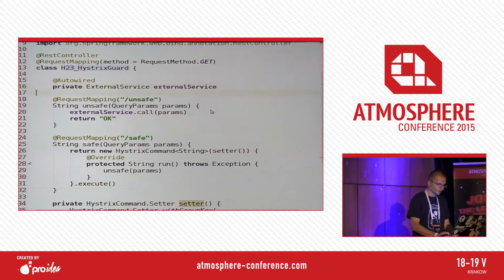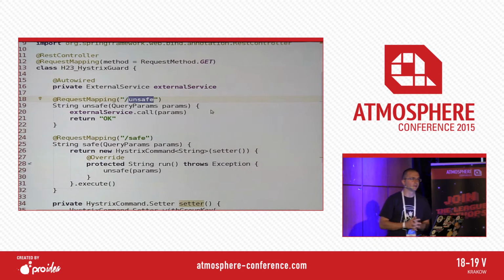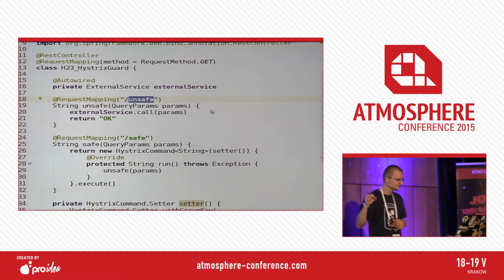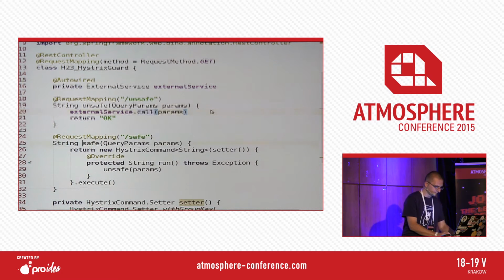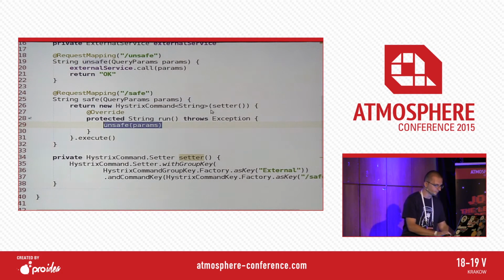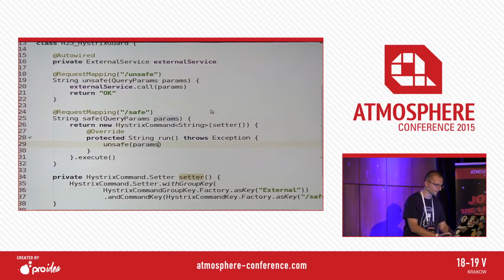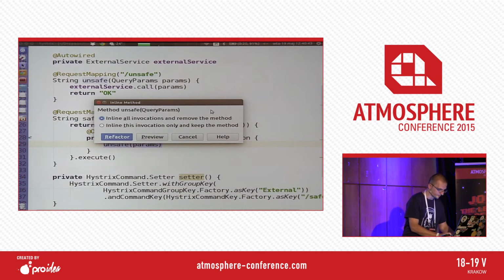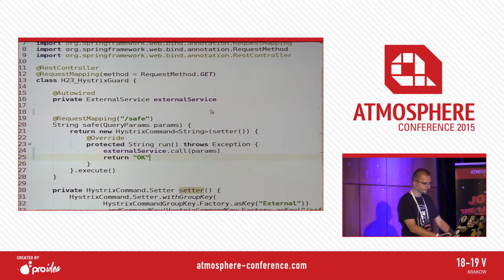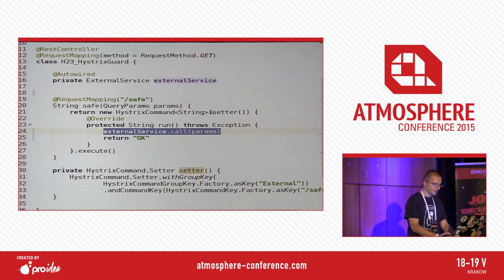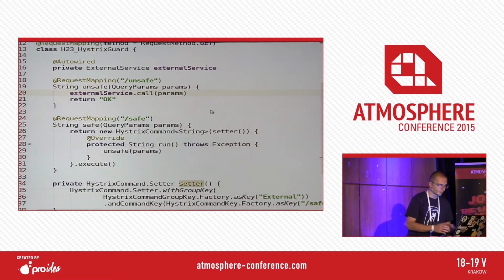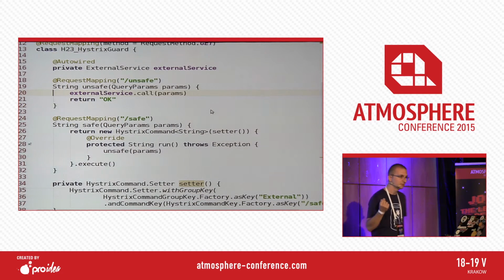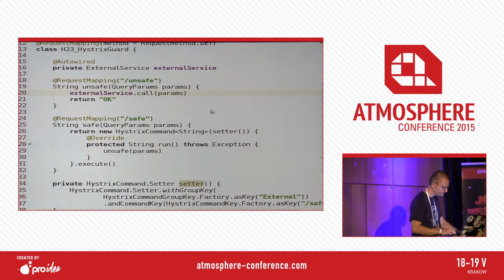And I have two endpoints. One is called unsafe, so there will be a web application that will handle /unsafe requests, and it just calls this service directly. And another one called safe does the exact same thing, so it just delegates to unsafe. Let's just make it a little bit more readable. So it does exactly the same thing, calling the external service. However, this time it wraps the call in Hystrix. So we have two methods. One is protected by Hystrix, the other is not. And what we're going to see right now is how they behave in real life.